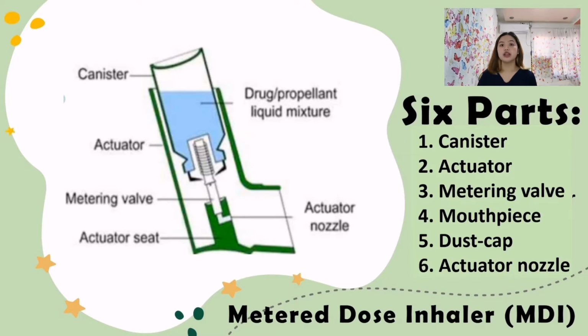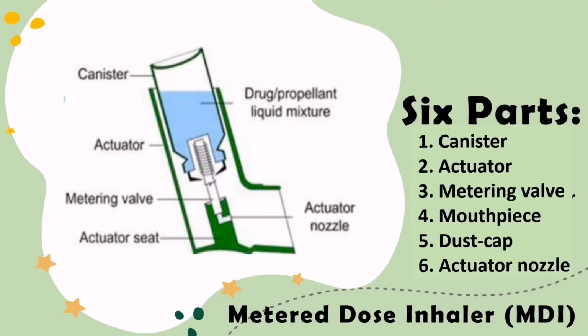Number 3, the metering valve, is present within the actuator and delivers the measured quantity of drug through aerosol deep into the patient's lungs. Number 4, the mouthpiece, is where the patient places their mouth. Number 5, the dust cap. It is always included to prevent contamination of the inhaler whenever the patient does not use it. And lastly, the actuator nozzle is the one that gives an increasing concentration due to the collision between the particles.